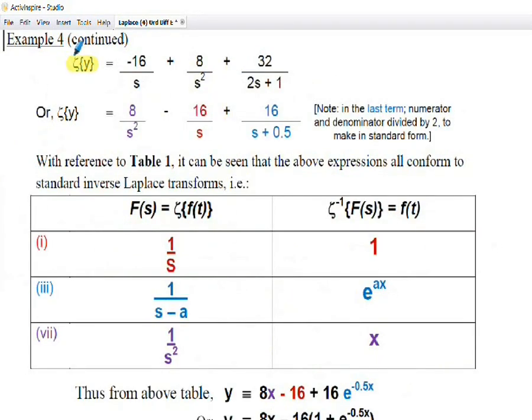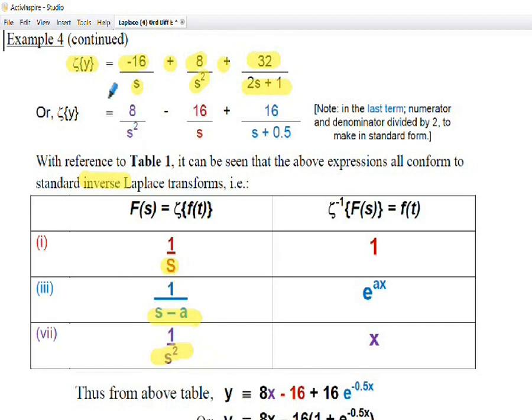Okay, just writing my Laplace of y equals the 3 partial fractions we're using here: the a upon s, which is minus 16 upon s, plus my b, which is 8 upon s squared, plus my c, which was 32 upon 2s plus 1. If we look in our inverse Laplace transform tables, we can see in the denominator we have an s on the bottom here, an s minus a on the bottom of this inverse Laplace transform, and an s squared on the bottom of this one. So we now look like we are orientating our partial fractions to the standard forms.